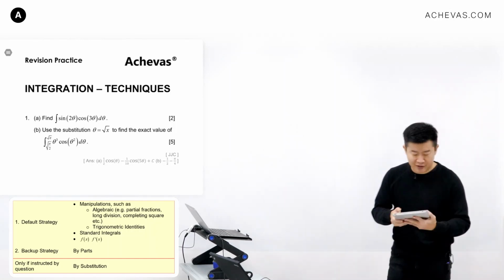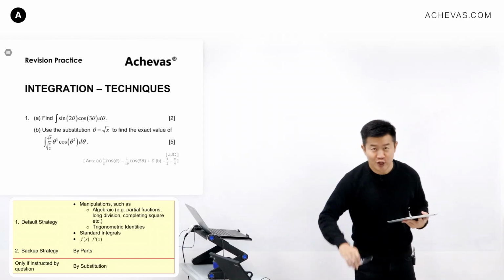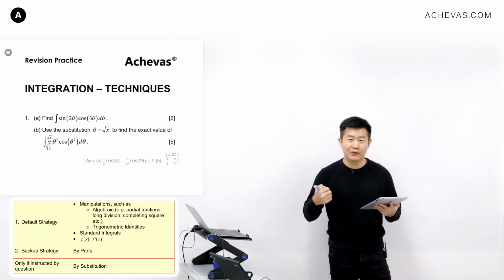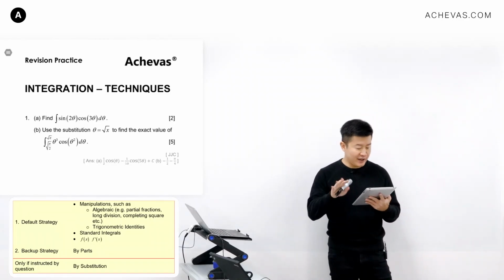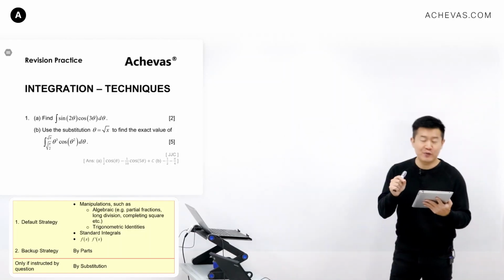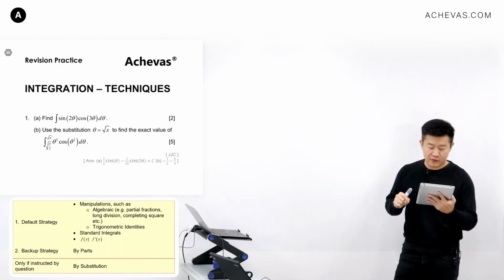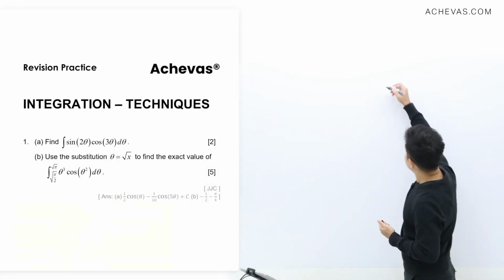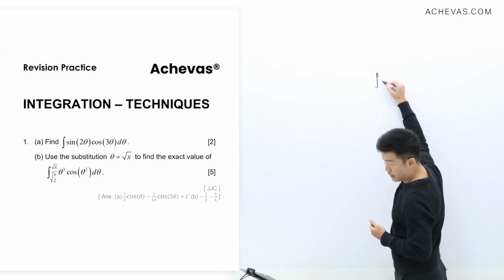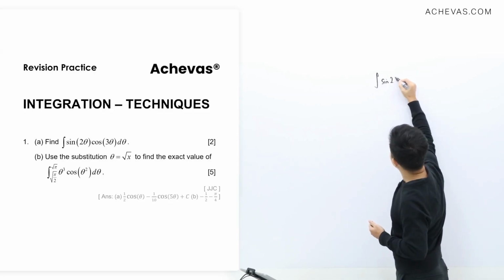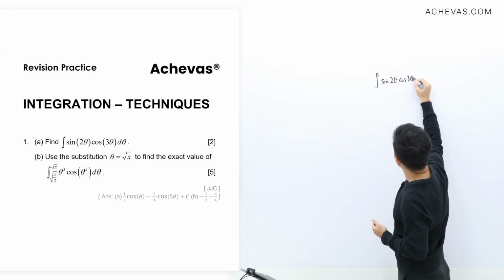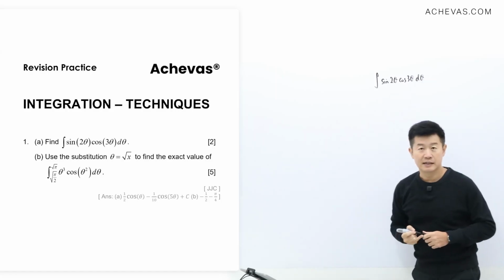So let's take a look at the first question. We are going to be just working on integration technique for the next 2 hours. So try this together with me. With your pen ready, let's start. Question number 1 from JJC. In 1a, we are supposed to integrate sine 2 theta, cosine 3 theta, d theta.